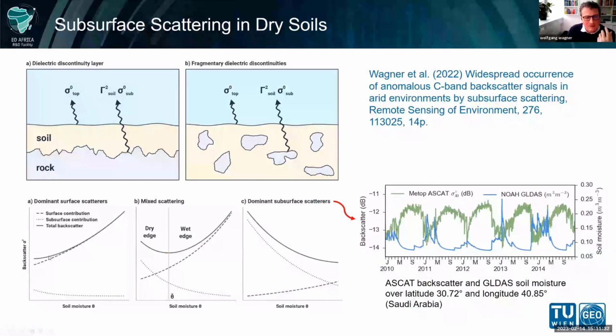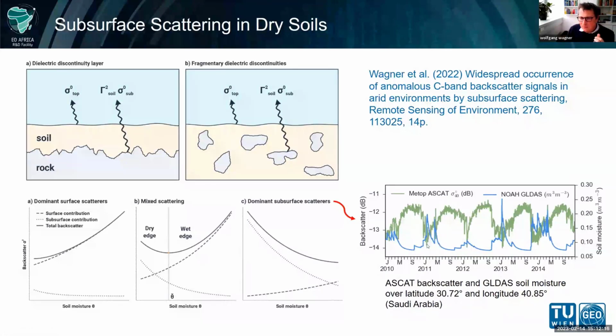So the typical behavior we have over most of the world is that if the soil moisture content goes up, the total backscatter goes up, because there's not much penetration into the soil and subsurface contributions are very low. But in some desert areas, it can totally turn around, so that the dominant scattering feature is the rock below the sand layer, in which case I start to have a negative correlation between backscatter and soil moisture. So the wetter the soil, the lower the backscatter is, contrary to all expectation.